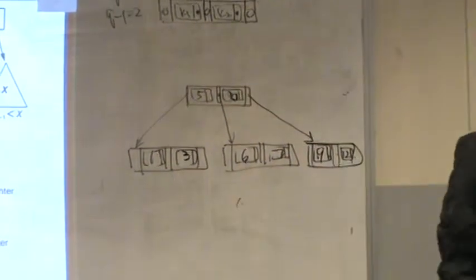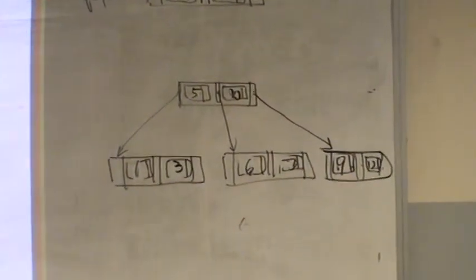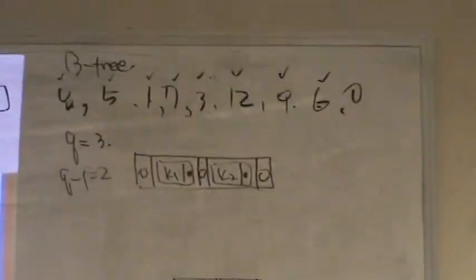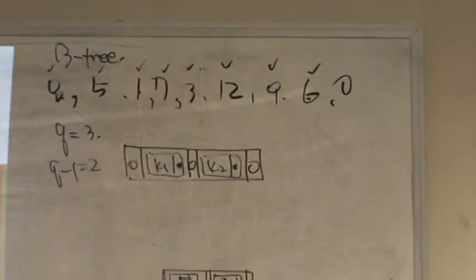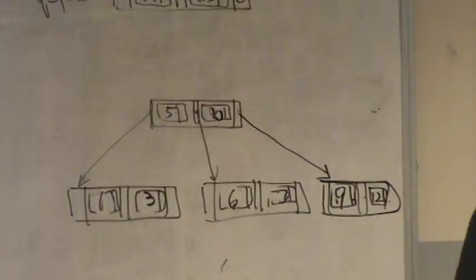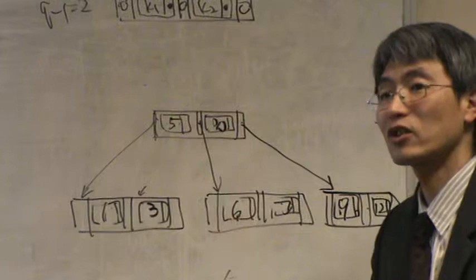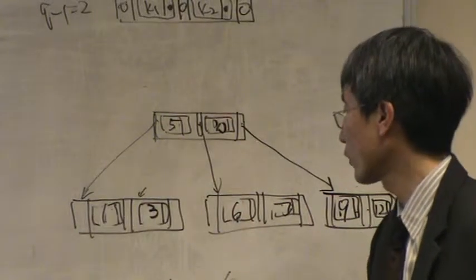That's it. This is the B3 index. Simple. One more thing: 0 is inserted, so it must go to the second level. 0 is less than 5, so it is supposed to be here. So it is full: 0, 1, 2.